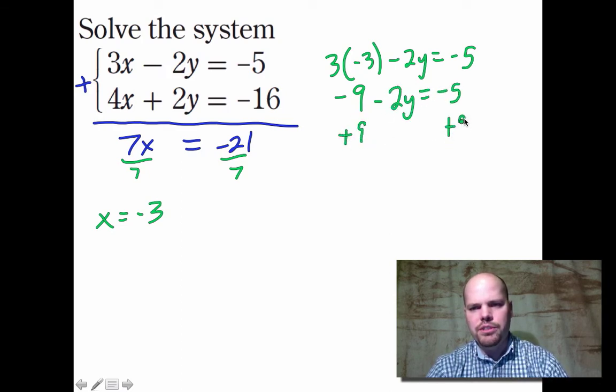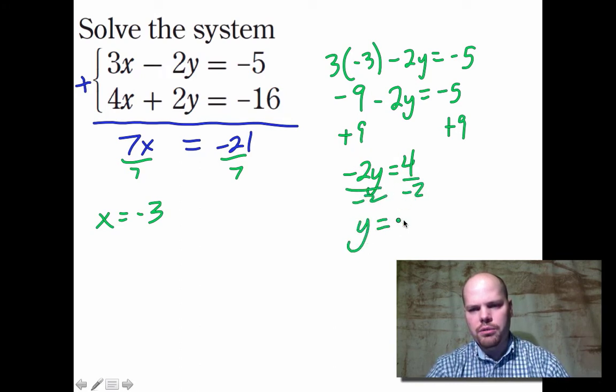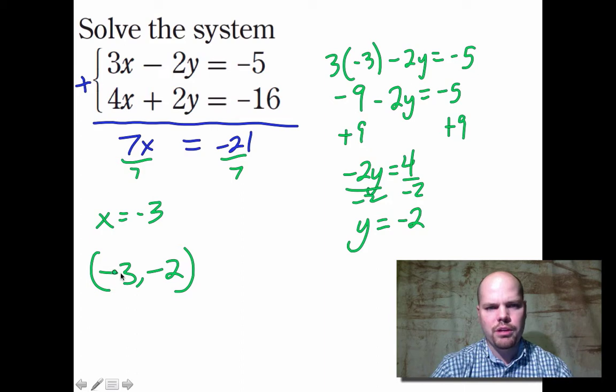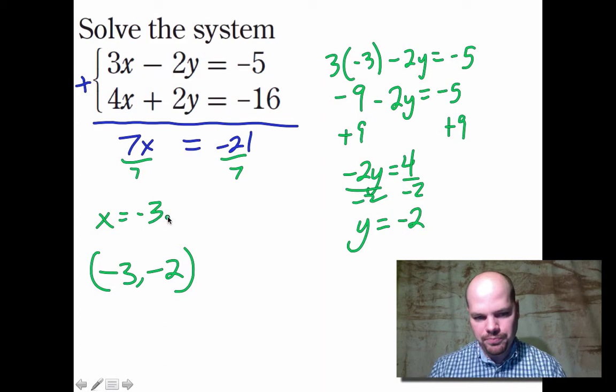Add 9 to both sides. So we end up with negative 2y equals negative 5 plus 9, which is 4. Divide both sides by negative 2. And I get y equals negative 2. So my solution is (negative 3, negative 2) for my x, y ordered pair. And once again, you should probably check those answers to make sure the top one equals negative 5 and the bottom equation equals negative 16. And then that system will be true.